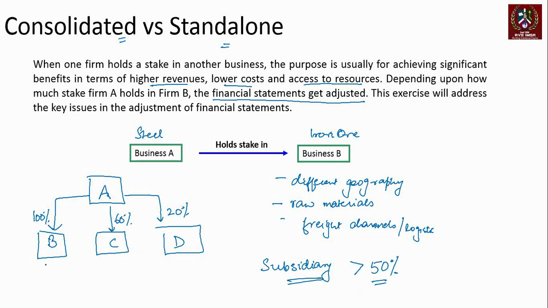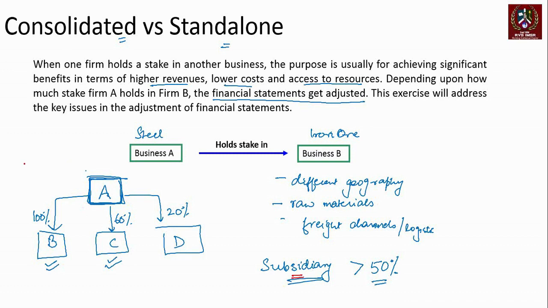In this case, company B will be a subsidiary, company C will be a subsidiary. When you consolidate the statements, the standalone statements will only include A. This is the standalone bit, right? And the consolidated, on the other hand, would include all the subsidiaries as well, right?